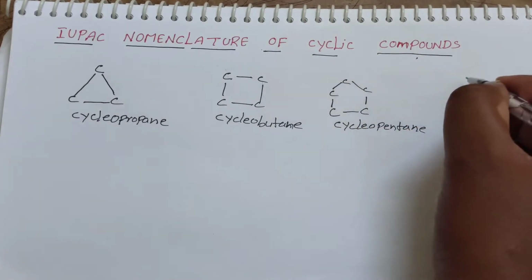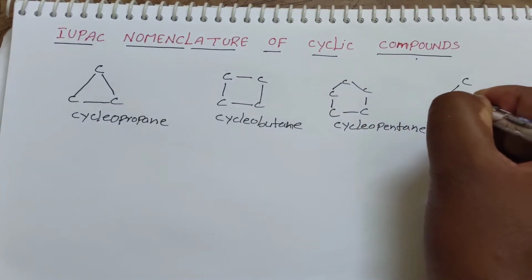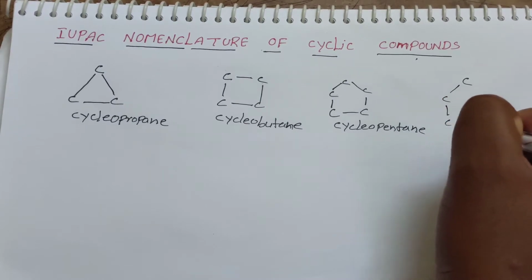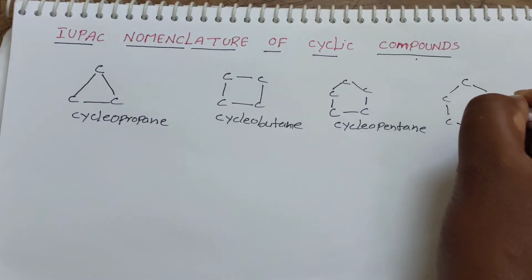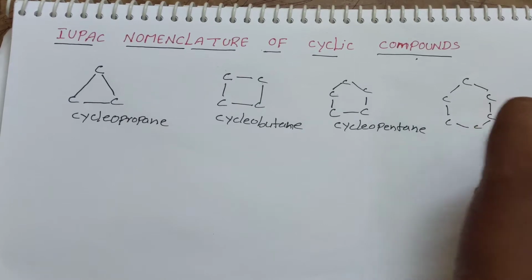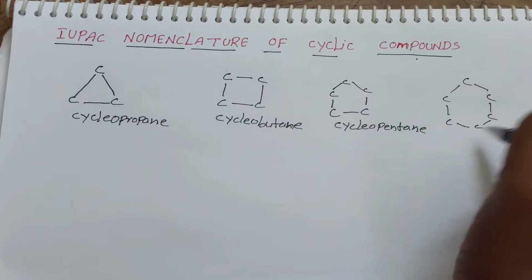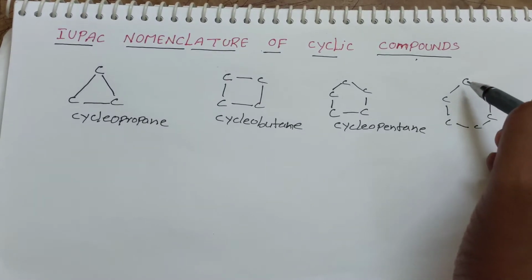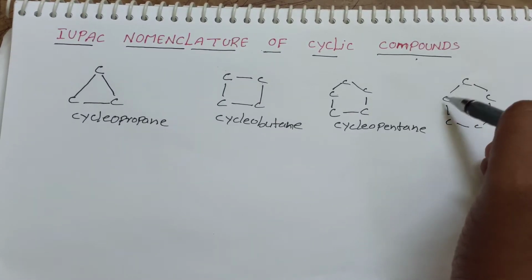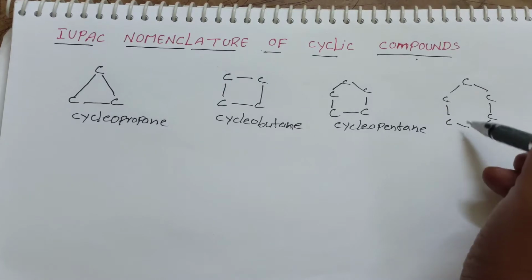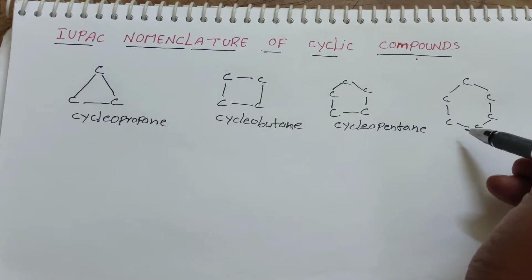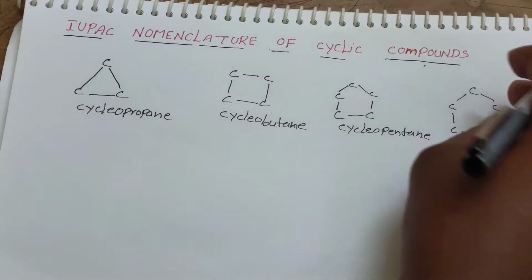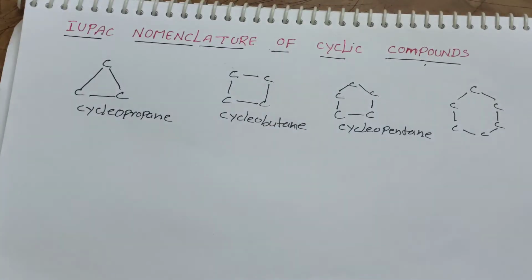In case I am taking 6 carbons, and those 6 carbons look like a cycle, the name of the compound is cyclohexane, because 6 carbons are present in the given structure. One carbon is connected with another carbon like a cycle, so the name of the compound is cyclohexane.